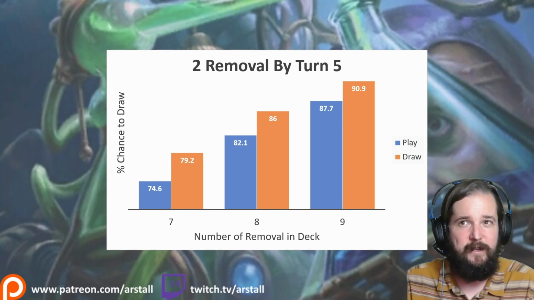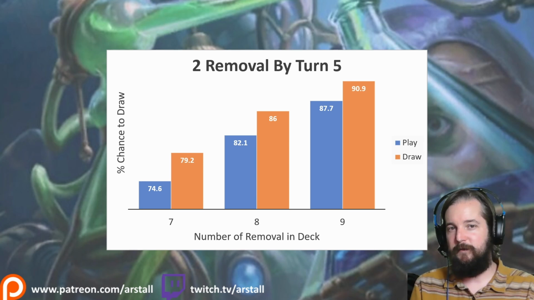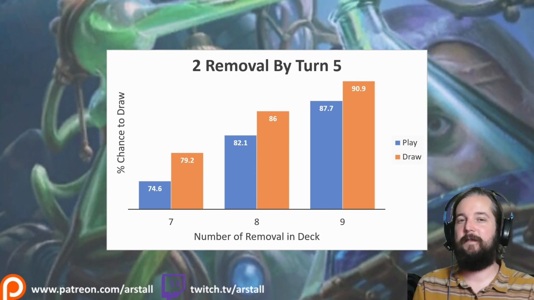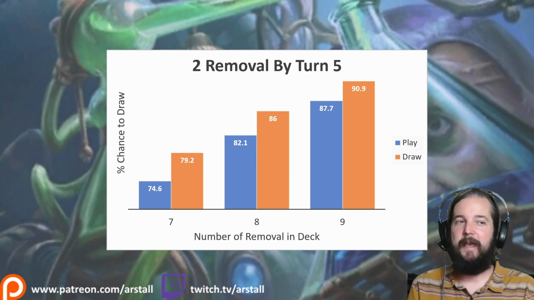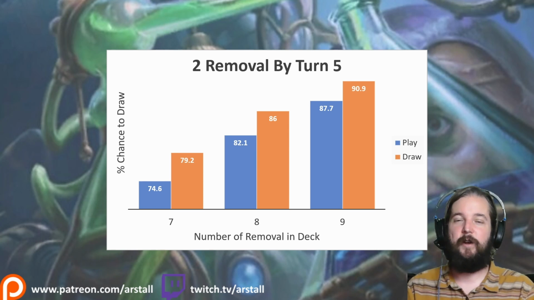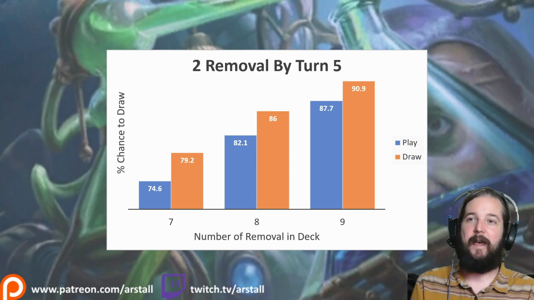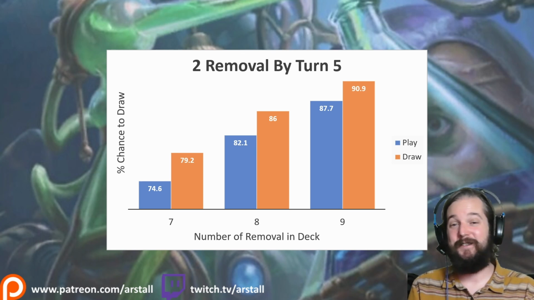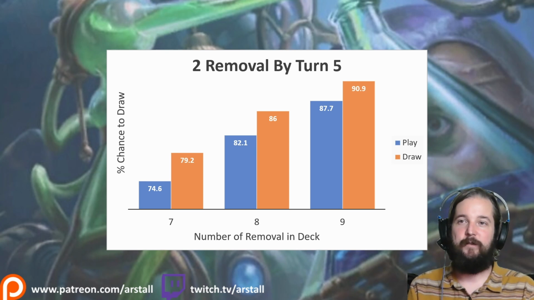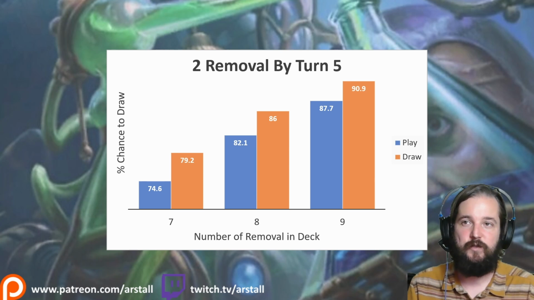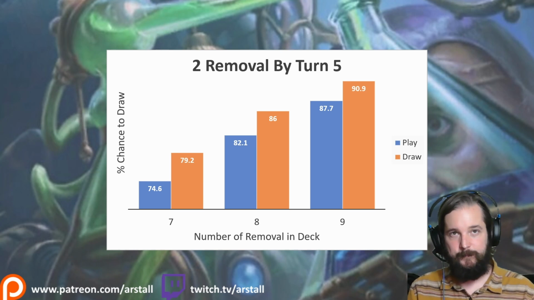And then specifically, if you wanted to hit 2 pieces of removal by turn 5, which is something that you would be interested in doing in a control deck where you were trying to answer your opponent's plays, then you can see that the ideal situation moves to 8 pieces of removal if you want at least an 80% chance, regardless of play versus draw, to hit the 2 pieces.